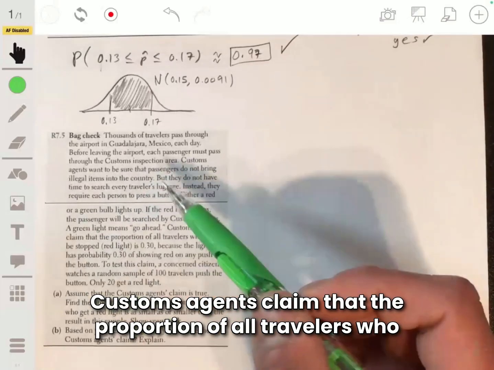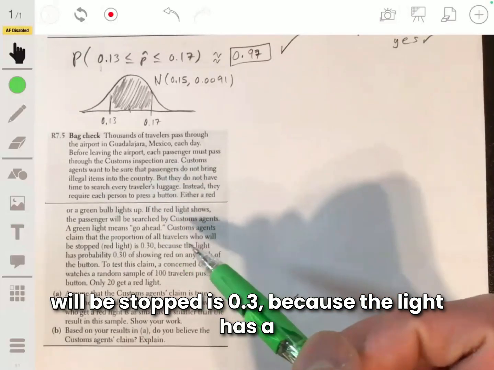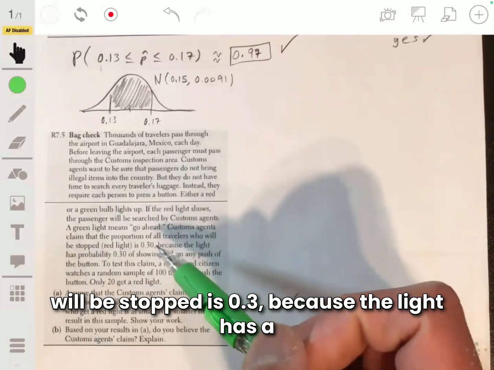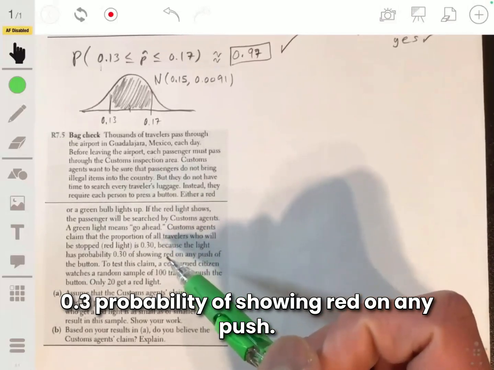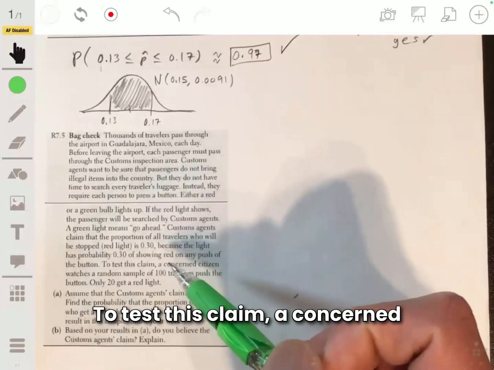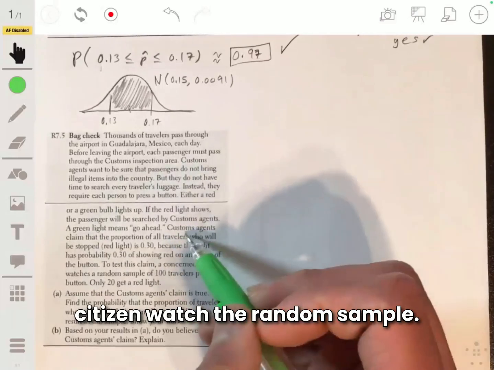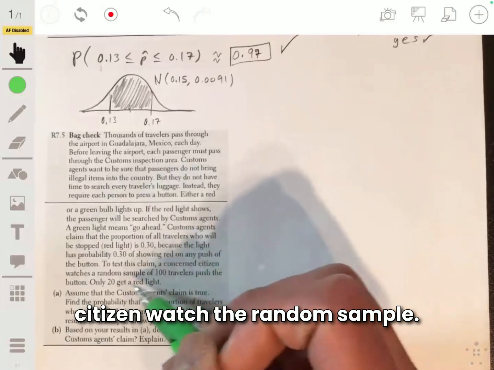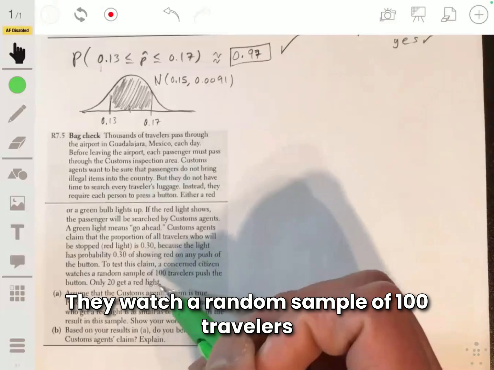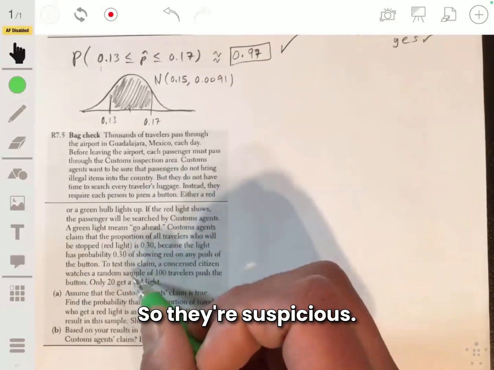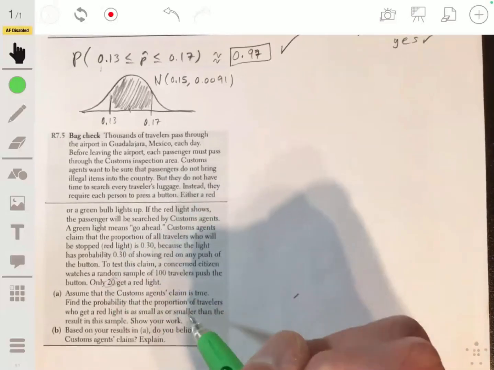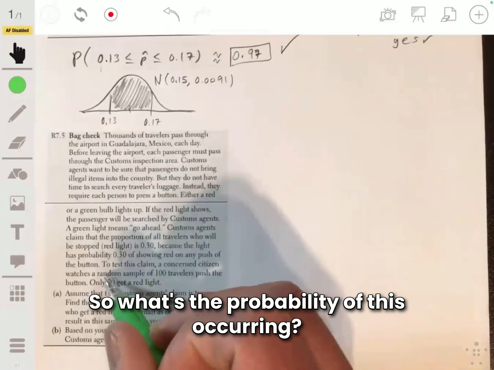Customs agents claim that the proportion of all travelers who will be stopped is 0.3, because the light has a 0.3 probability of showing red on any push. To test this claim, a concerned citizen watches a random sample of 100 travelers push the buttons, and they only see 20 of them getting the red light. So they're suspicious. So what's the probability of this occurring?